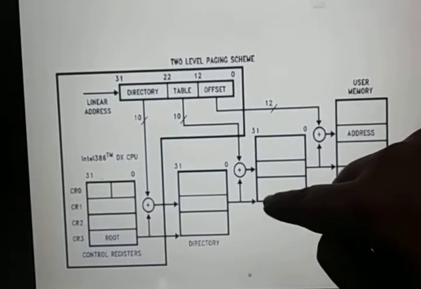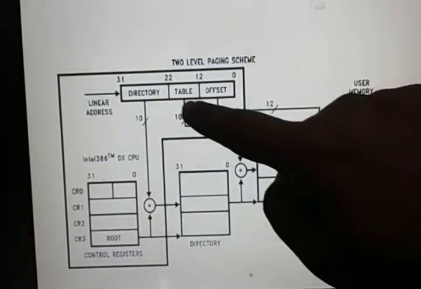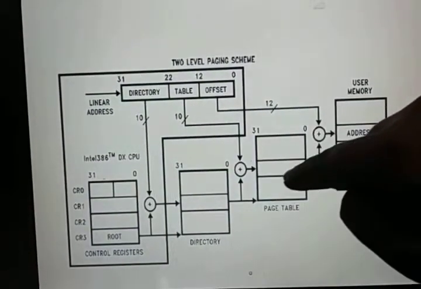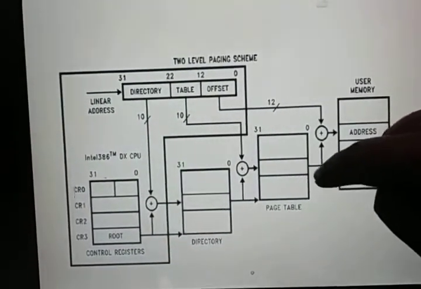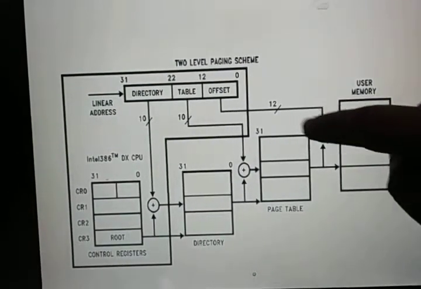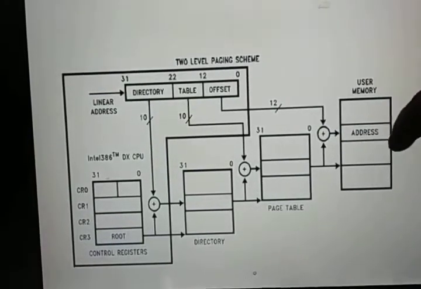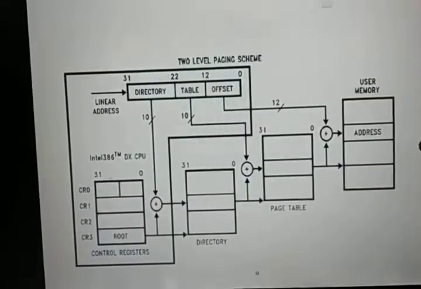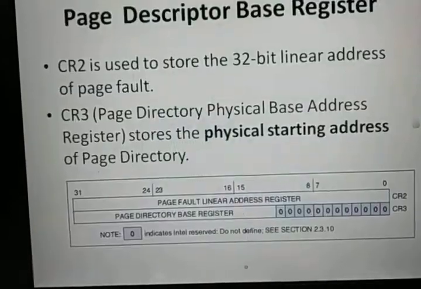This directory provides the base address of the page table. When you combine this base address with the offset value, then you can find the particular page table. That page table provides the base address of the page frame. When you add this base address with the offset value, then you can find the particular page. Like that, you convert a linear address into a physical address.